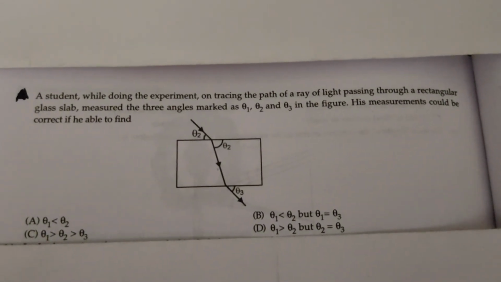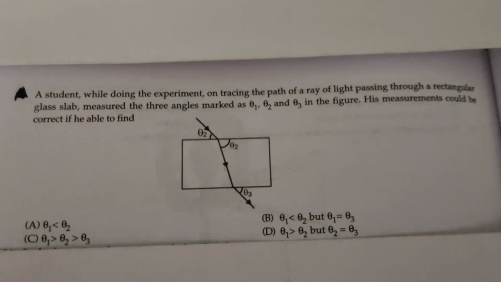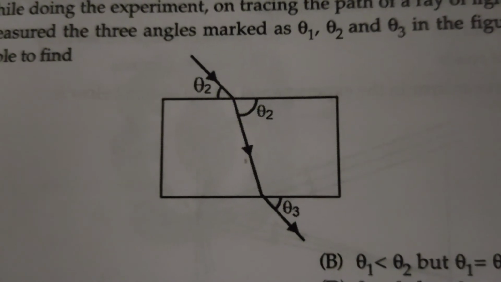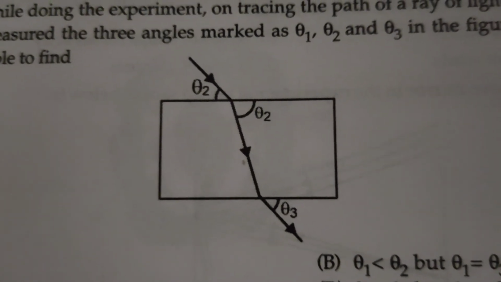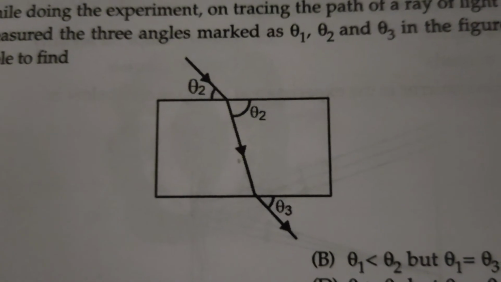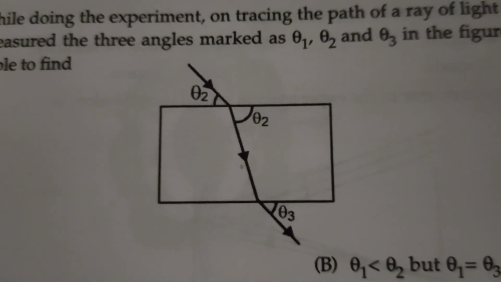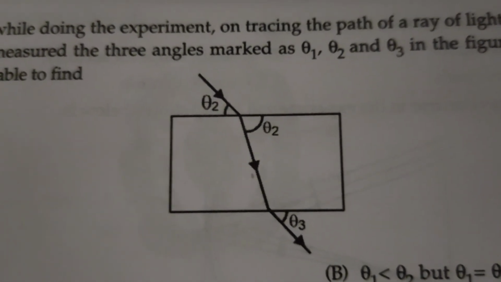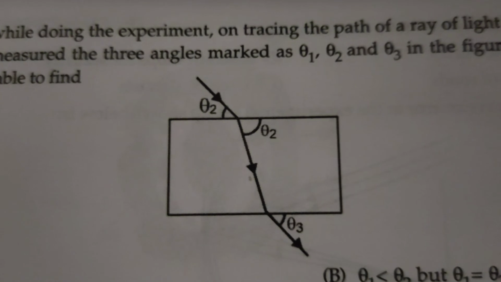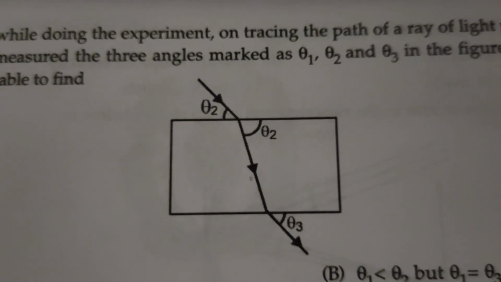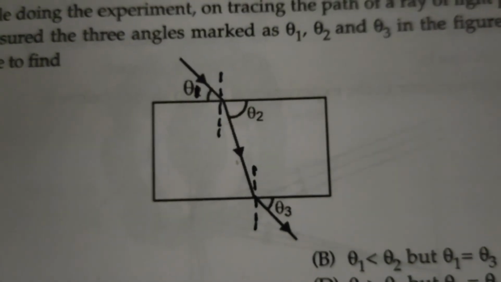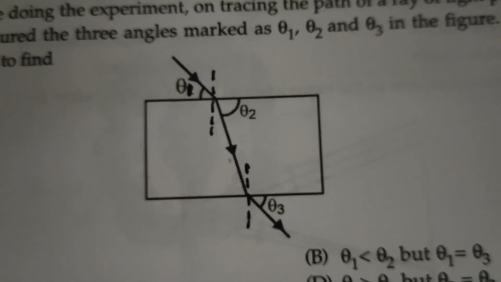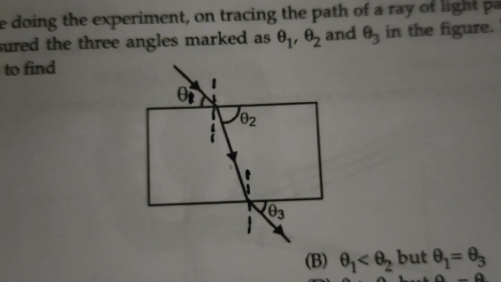Now before we look at the options, let us look at the diagram. Now see students, there is an error in the diagram because theta 1 is not shown. Theta 2 is shown twice, which is wrong. So first of all, let us do the correction here. Let us mark the first theta 2 as theta 1 and let us draw the normals at the point of incidence and point of emergence. So now the labeling is proper. Normals I have drawn just to get the correct relation between the three angles.